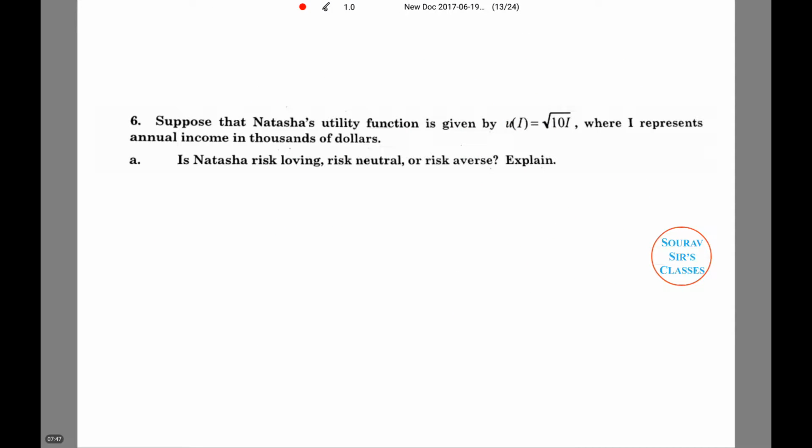Now in the next question, we are given a utility function of an individual named Natasha, which is U(I) equals root 10I, where I represents annual income in thousands of dollars. Now we need to find out whether Natasha is risk loving, risk neutral, or risk averse. Let's explain.